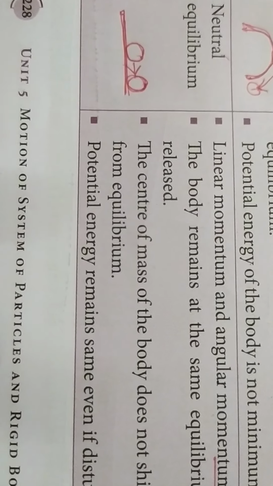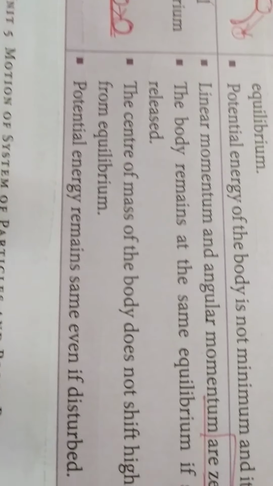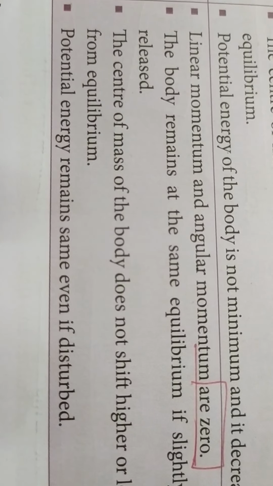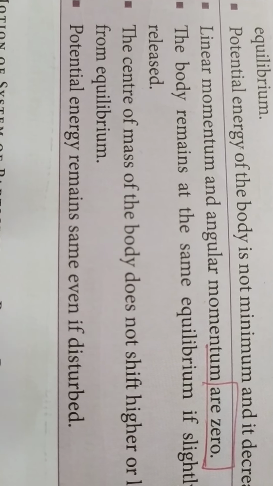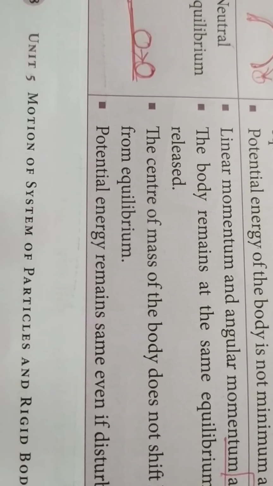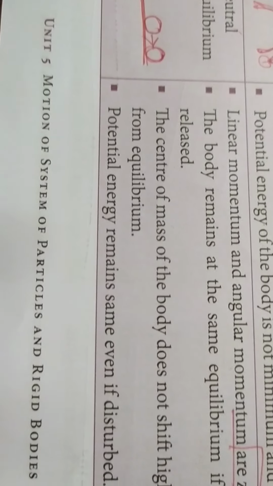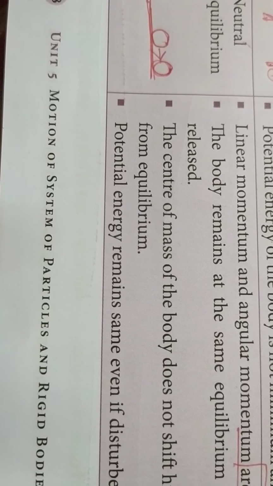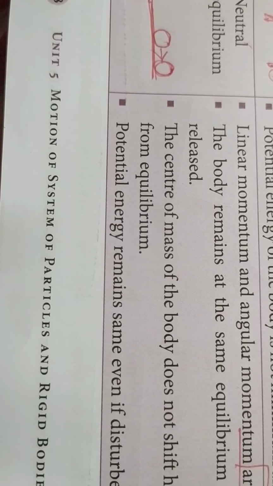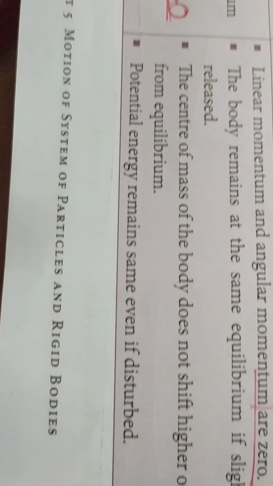And for neutral equilibrium, you consider a ball on the ground. So here the linear momentum and angular momentum are 0 as in the previous cases. The body remains at the same equilibrium. When the ball is moved, it will be in the same equilibrium, and the center of mass of the body also does not shift. Here you see it will be on the same ground, so the center of mass of the body is not raised or lowered.